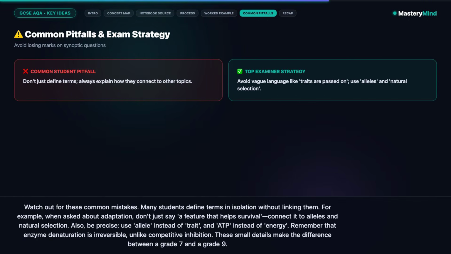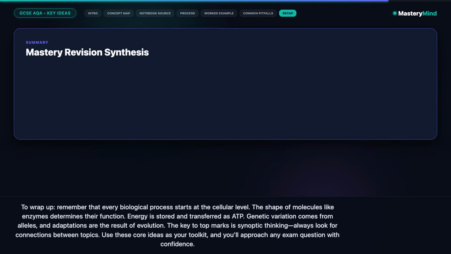Watch out for these common mistakes. Many students define terms in isolation without linking them. For example, when asked about adaptation, don't just say a feature that helps survival, connect it to alleles and natural selection. Also, be precise, use allele instead of trait and ATP instead of energy. Remember that enzyme denaturation is irreversible, unlike competitive inhibition. These small details make the difference between a grade 7 and a grade 9.